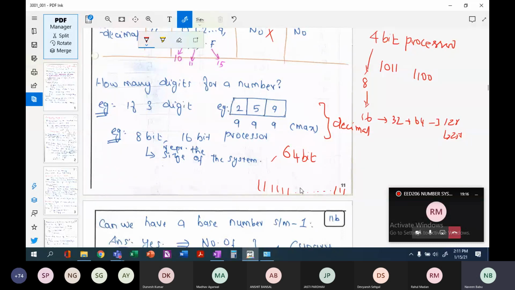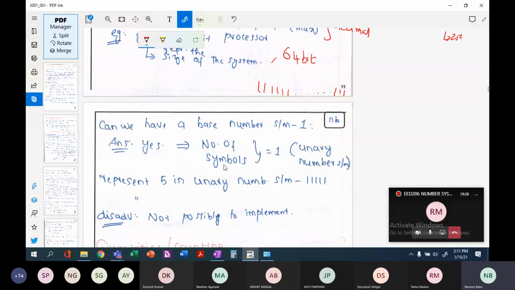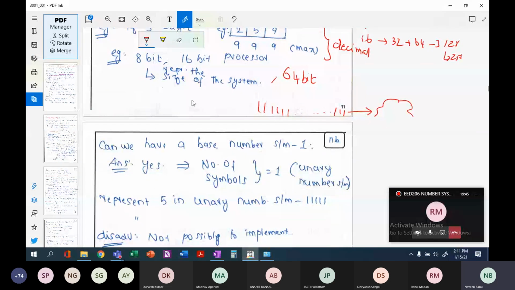Now, as humans, as we have just seen, we do not interpret the binary number system. Only machines can interpret the binary number system. But if we are designing something, we must understand what the 64 ones are equivalent to. So what we do is we convert these binary numbers to any other number system. I can convert this into any other number system.